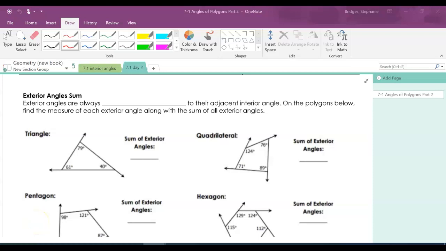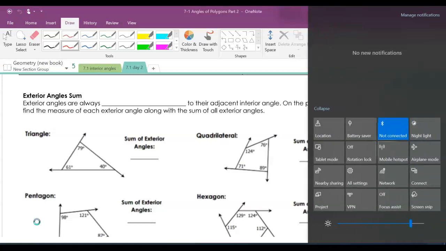Yesterday we talked about finding the sum of the interior angles of a polygon. Those are the ones on the inside. We also talked about how to find the measure of one of those angles on the inside.